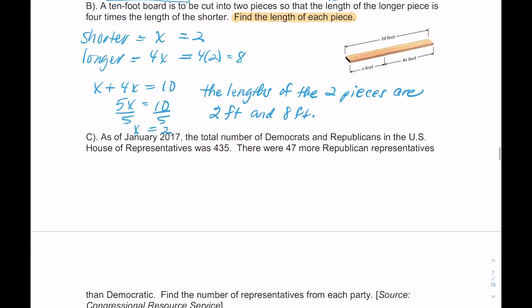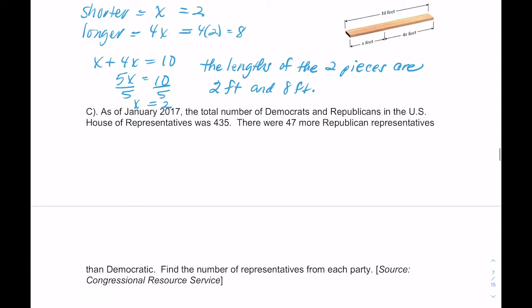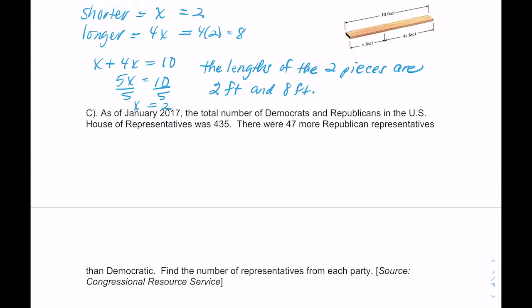Okay, let's move to letter C. Letter C says, as of January 2017, the total number of Democrats and Republicans in the United States House of Representatives was 435. There were 47 more Republican representatives than Democratic. Find the number of representatives from each party.